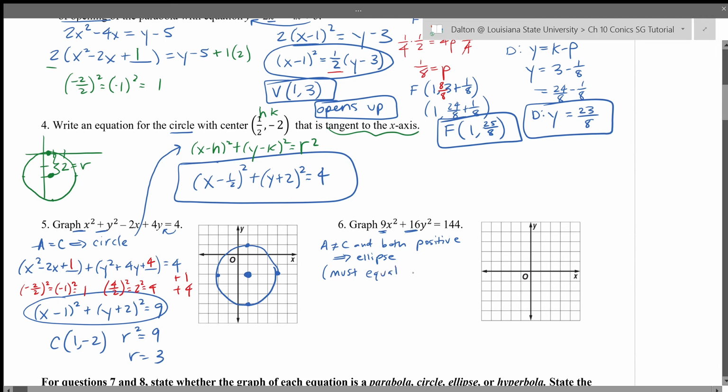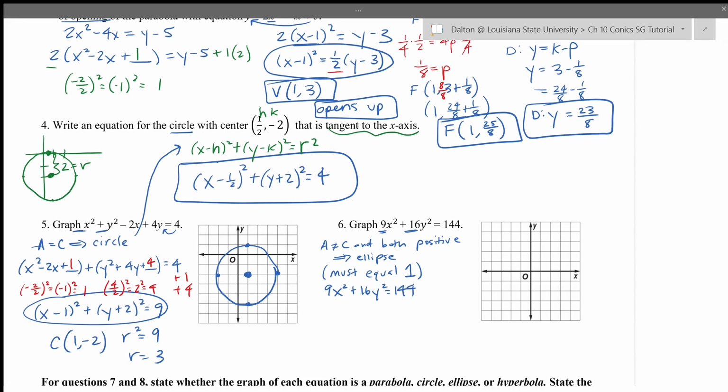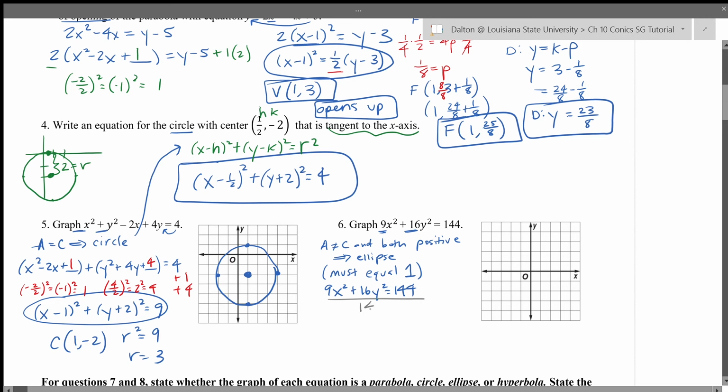So if it must equal 1 right now, it is not. In order for that to happen, if I've got 9x squared plus 16y squared equals 144, and it needs to equal 1, then on the right-hand side, in order for 144 to get to 1, I need to divide everything by 144. In doing so, for the x's, it's like simplifying 9 over 144, which will be 1/16.